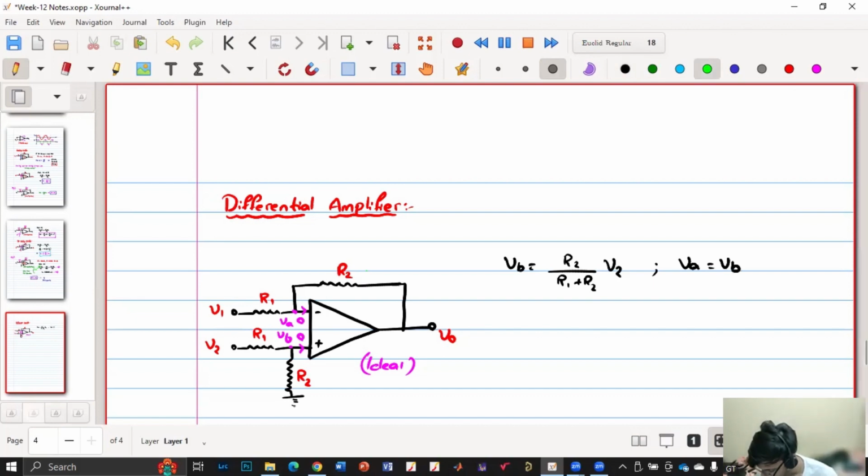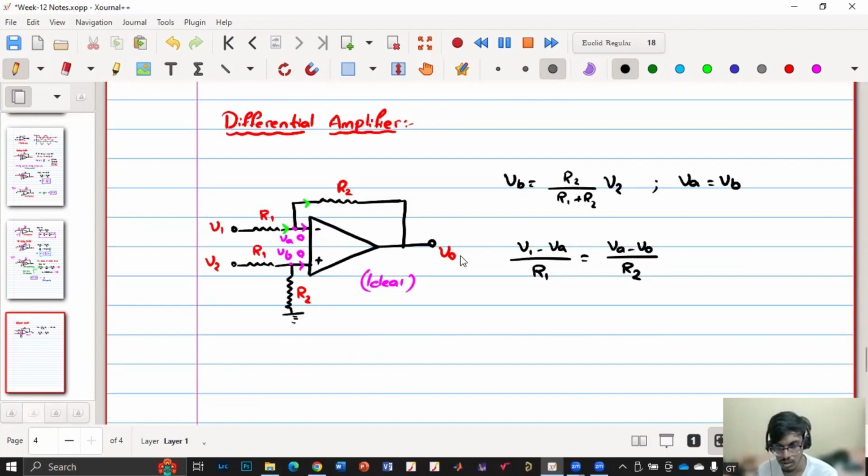Now if you apply KCL, the current entering here will go like this. So we will get V1 minus 0 by R1 equals 0. Sorry, not 0, it is VA. My mistake. V1 minus VA by R1 is equal to VA minus V0 by R2.